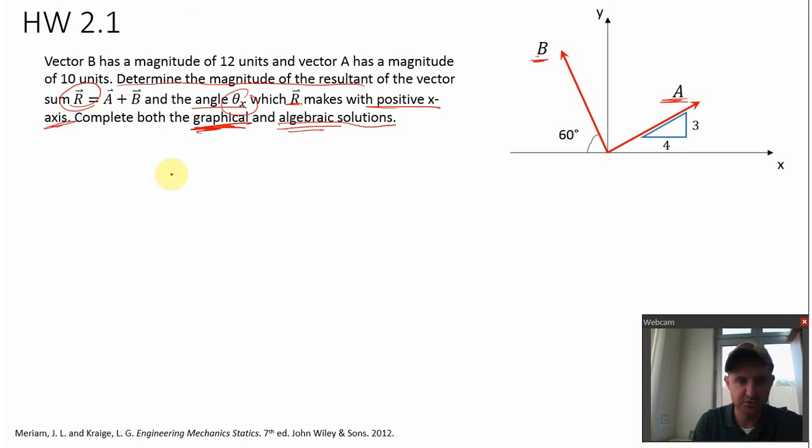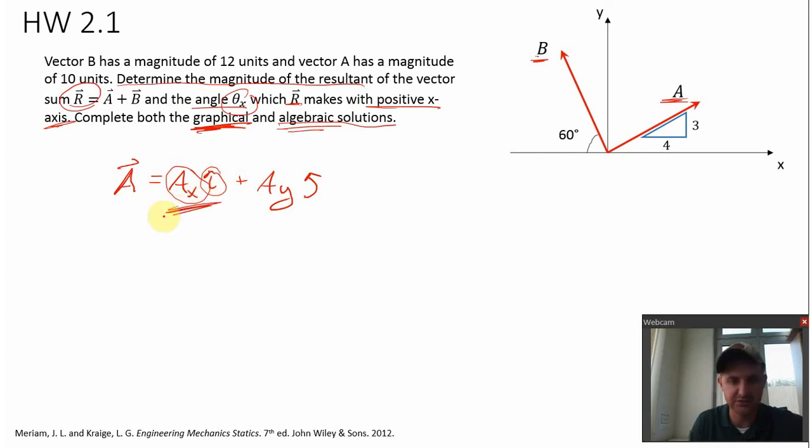Okay, so overall, in the algebraic solution of addition of vectors, the general approach is to write each vector into component form. There's A in component form, so Ax i hat would be the x component, and here is the y component. So let's draw what those look like.